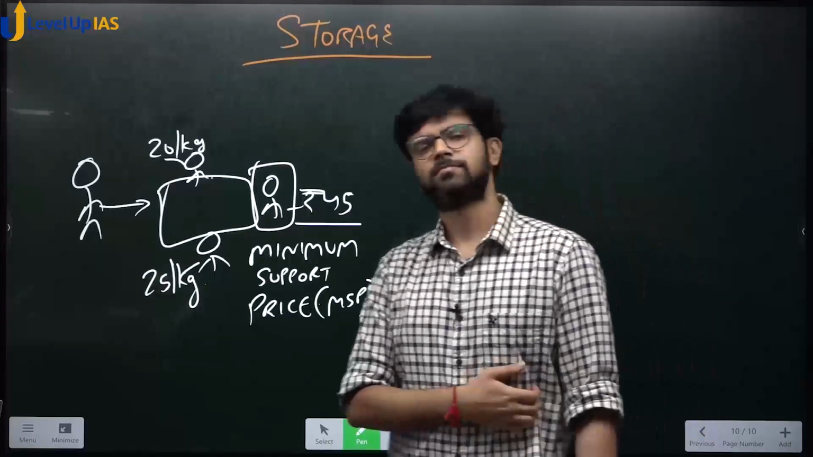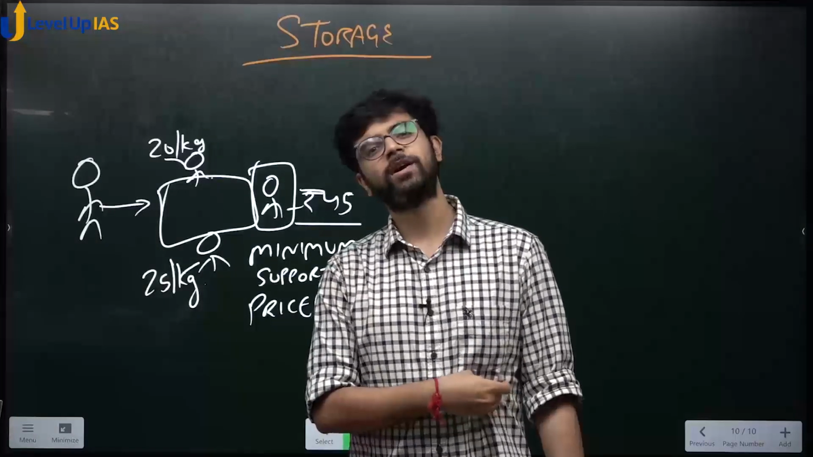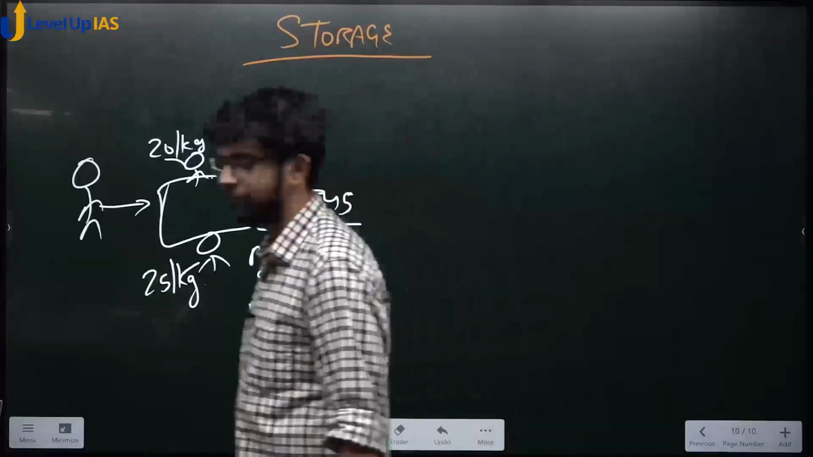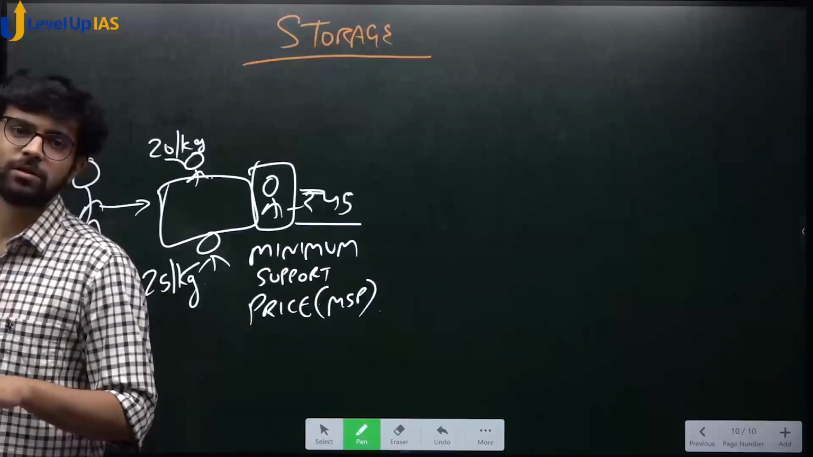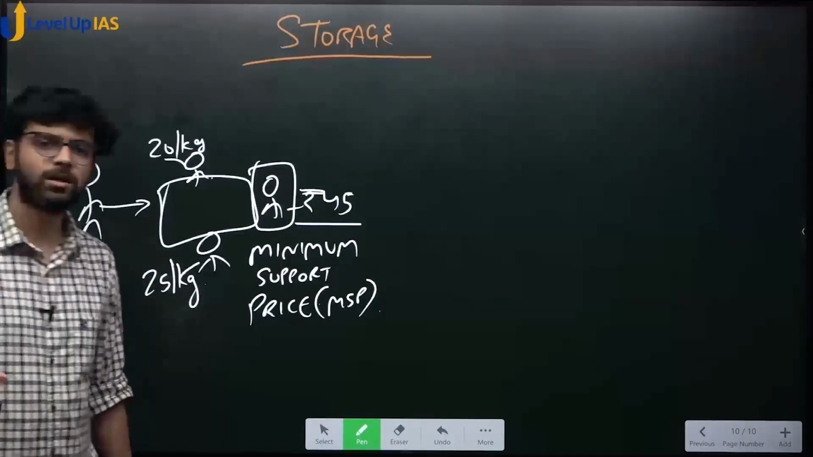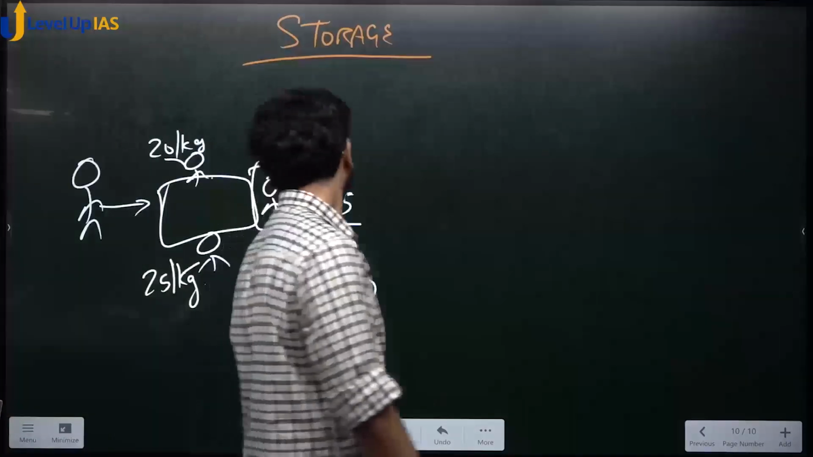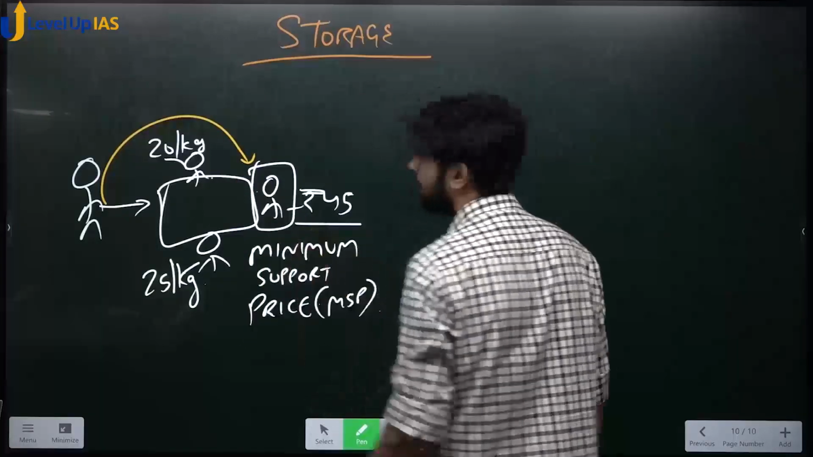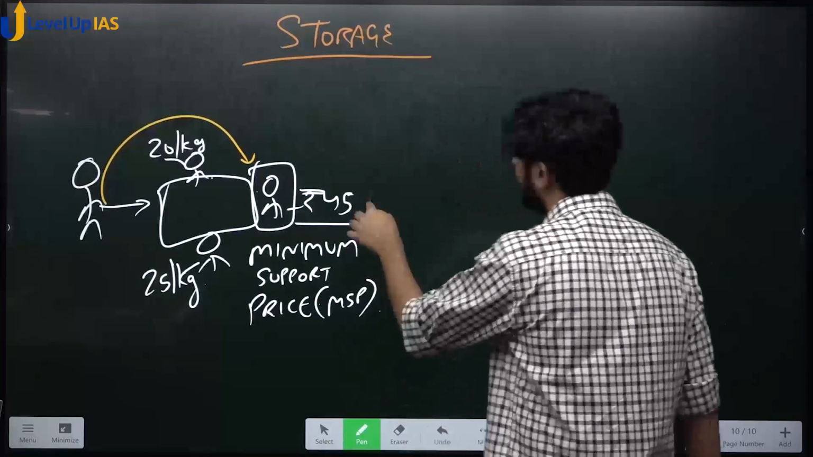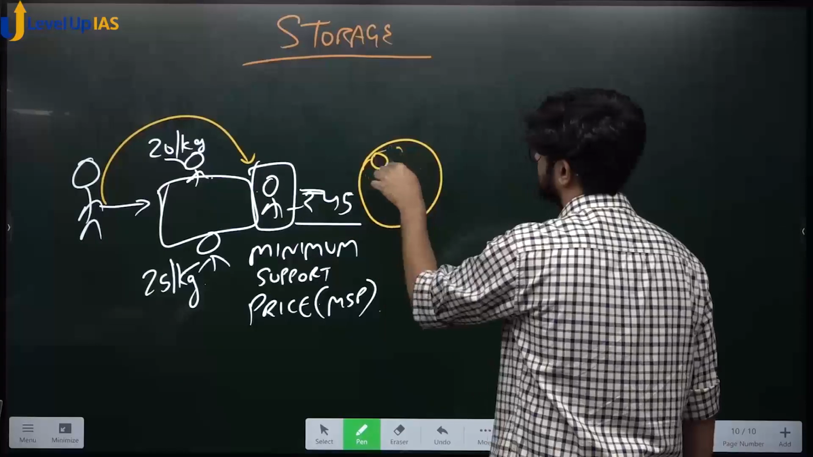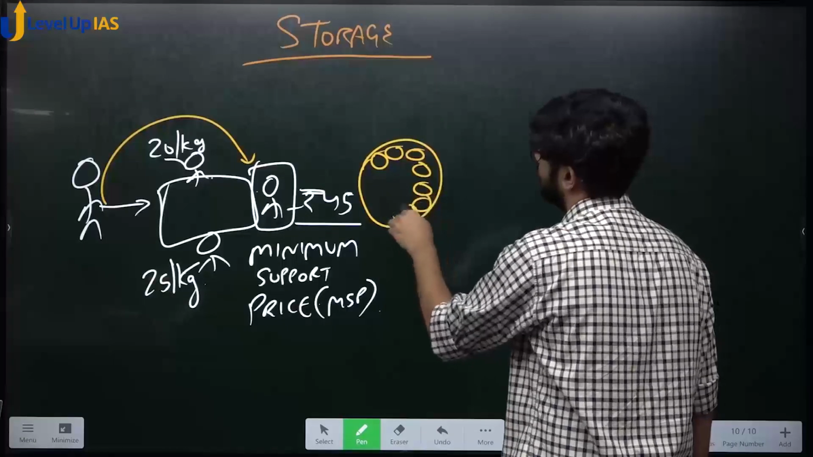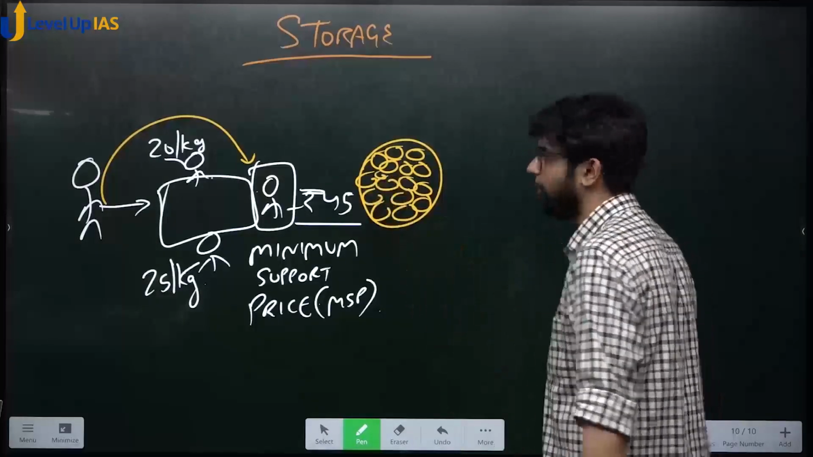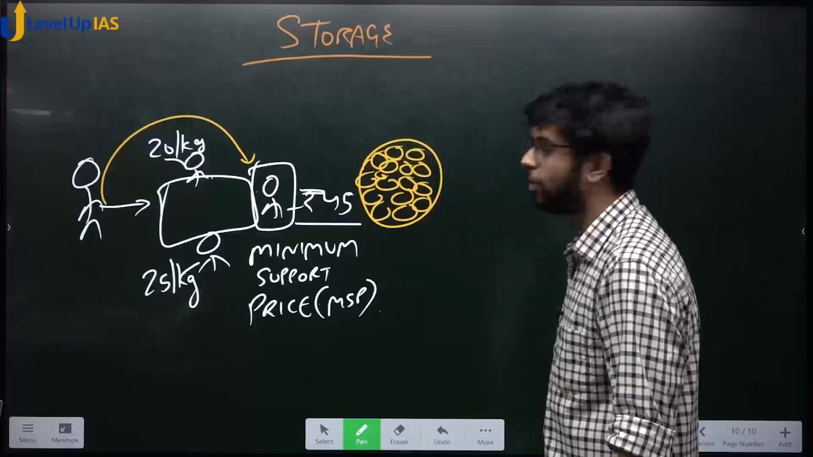How much does government procure? 100, 200 kgs or thousands of kgs? Why is government procuring? Have you ever thought about that? Why is government क्या करेगा उसका? Government is procuring from farmer, ठीक है? Government के पास आया. Now government has a big box of rice, ठीक है? Lot of rice is there inside. Now government क्या करेगा इसका?